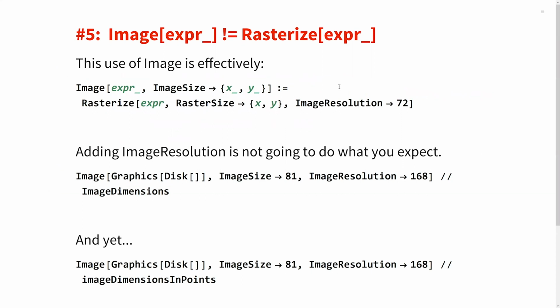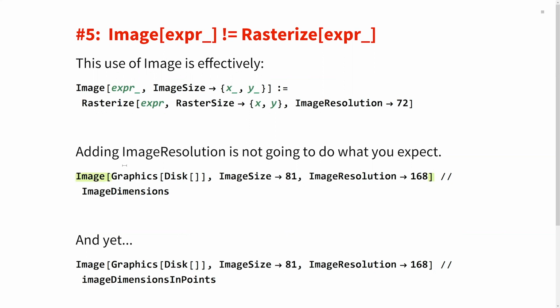Well, using image with image size is effectively like calling rasterize, where your image size spec gets passed into raster size, and the image resolution is fixed to 72. Now, I didn't actually look at how it's implemented, so this is not a direct statement of how it's implemented. But this is the actual implication of what it's doing. So if you start messing with image as a wrapper, it starts doing some interesting things that you're probably not expecting.